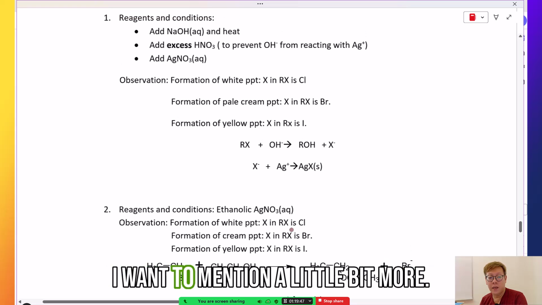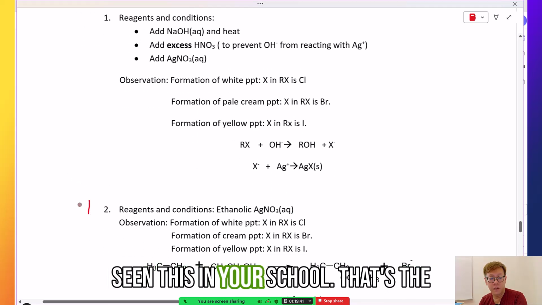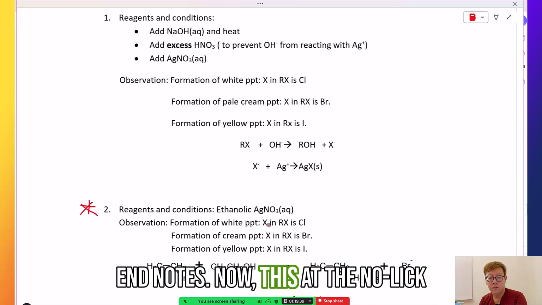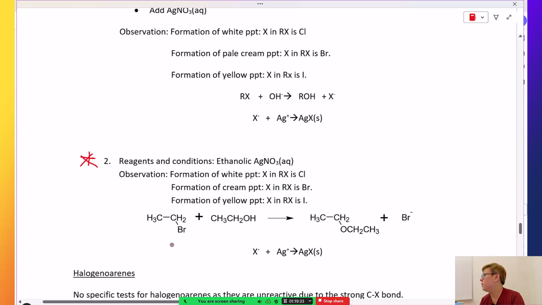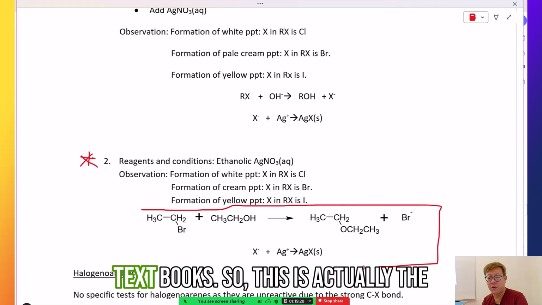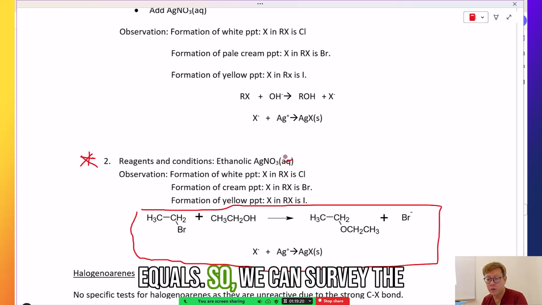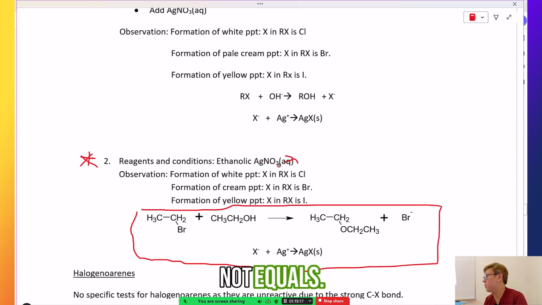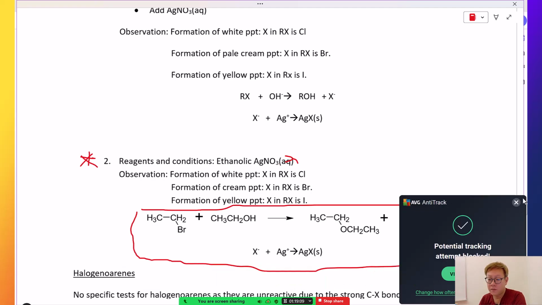Now, the one that I want to mention a little bit more. Now, many of y'all should not have seen this in your school tests and notes. Now, this ethanolic silver nitrate, I believe y'all never saw this equation before, correct or not? Yeah, so this is something that I want to show y'all that I verified with online textbooks. So this is actually the equation for ethanolic. Actually, it's not aqueous, sorry. Cancel away the aqueous, because ethanol cannot be aqueous. Ethanol, silver nitrate. This is the equation.